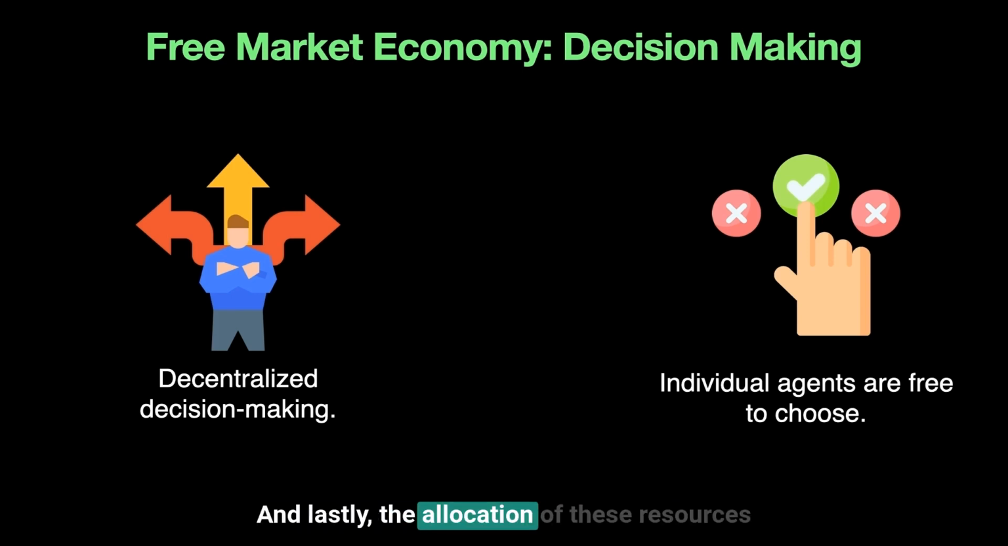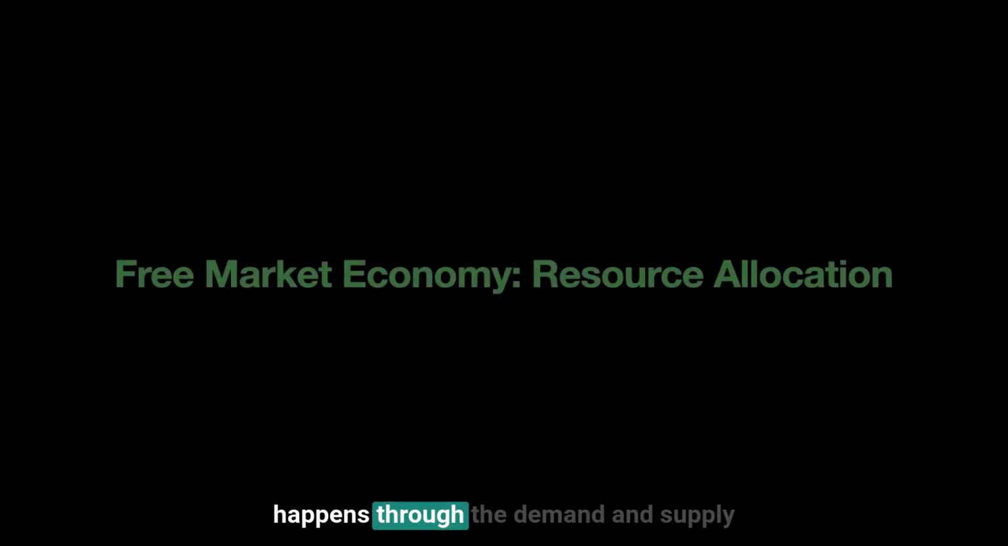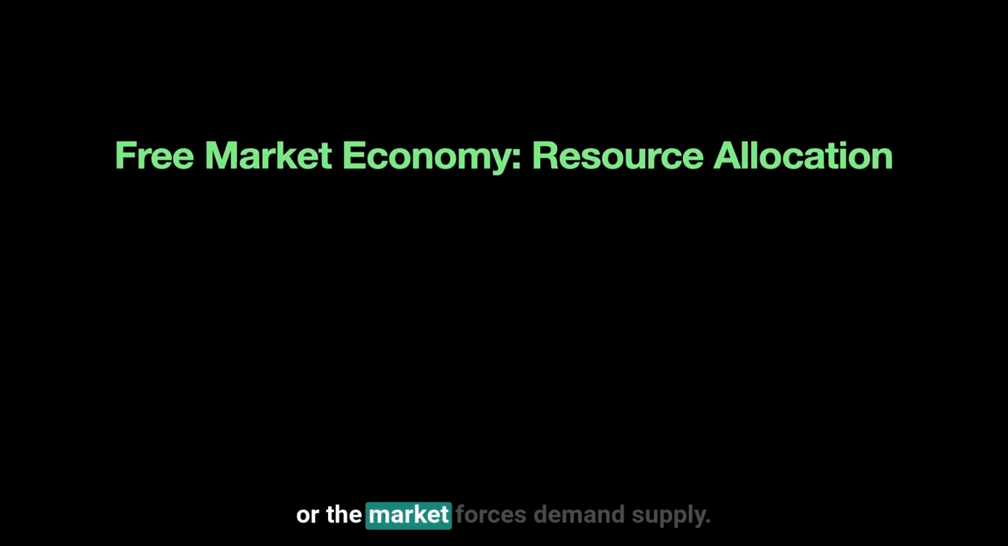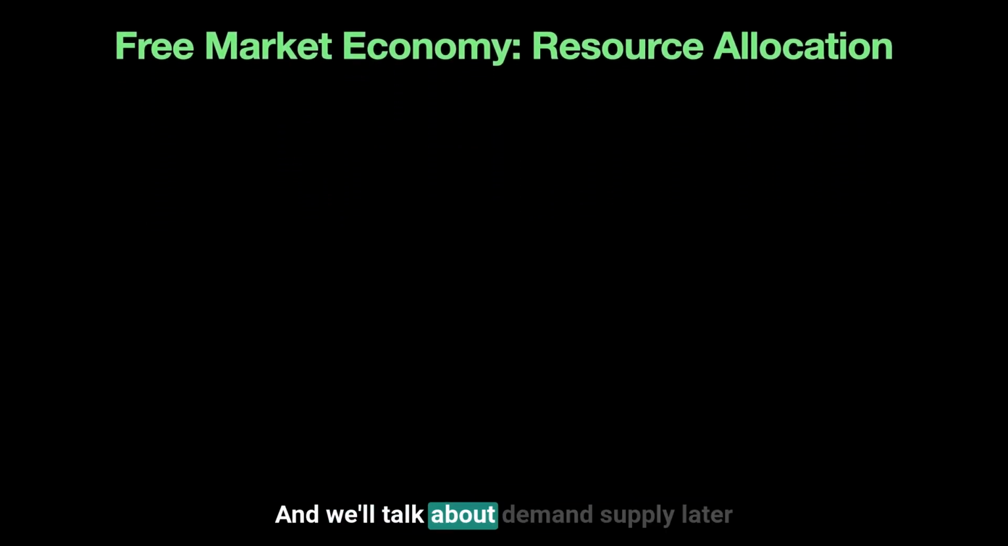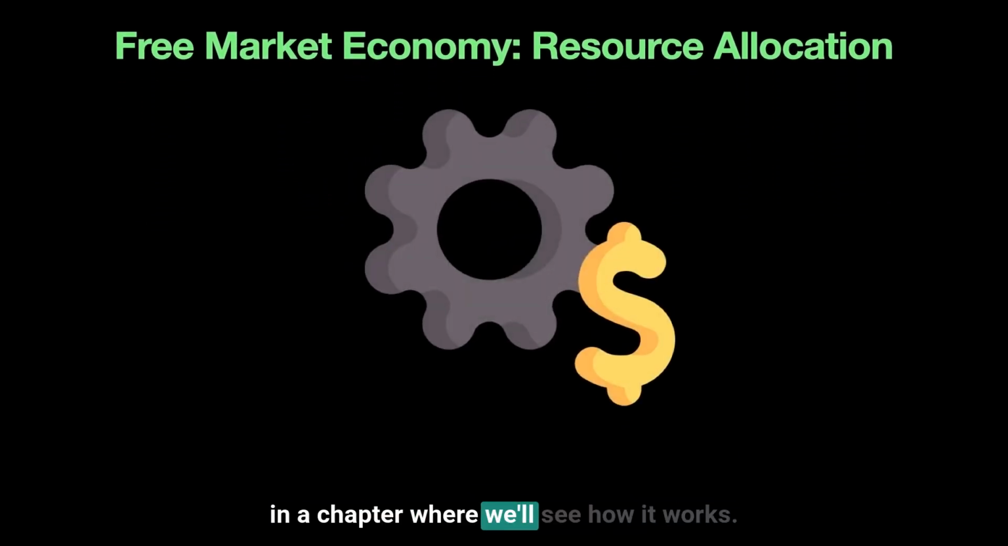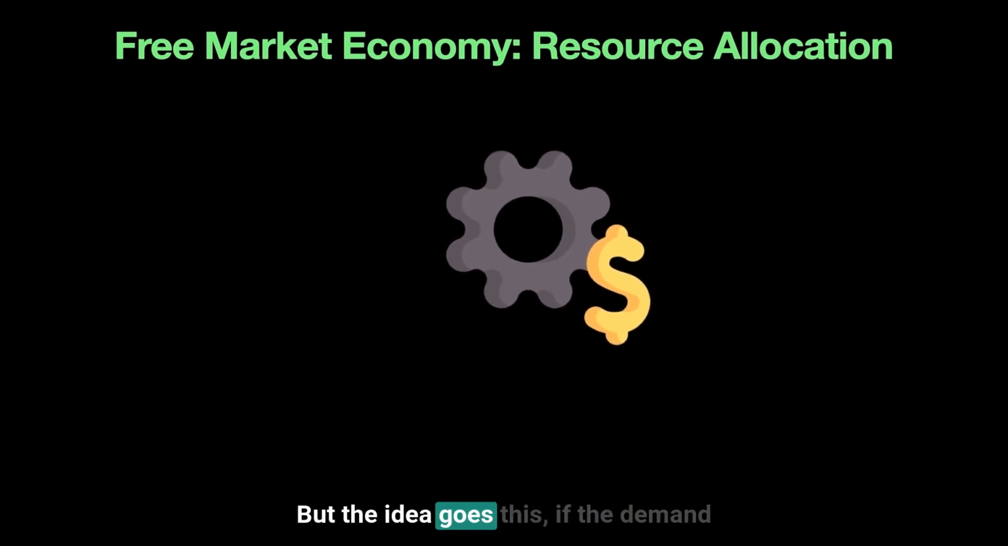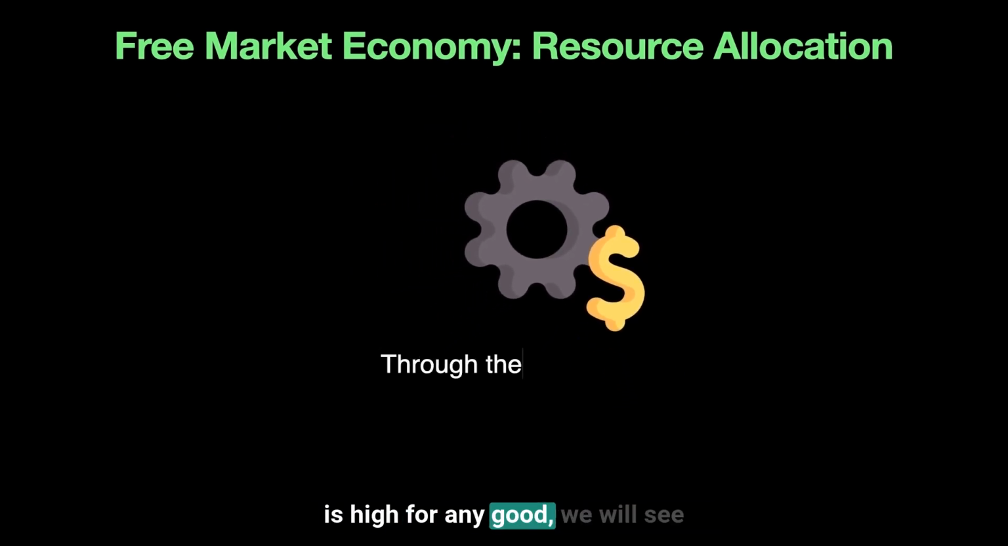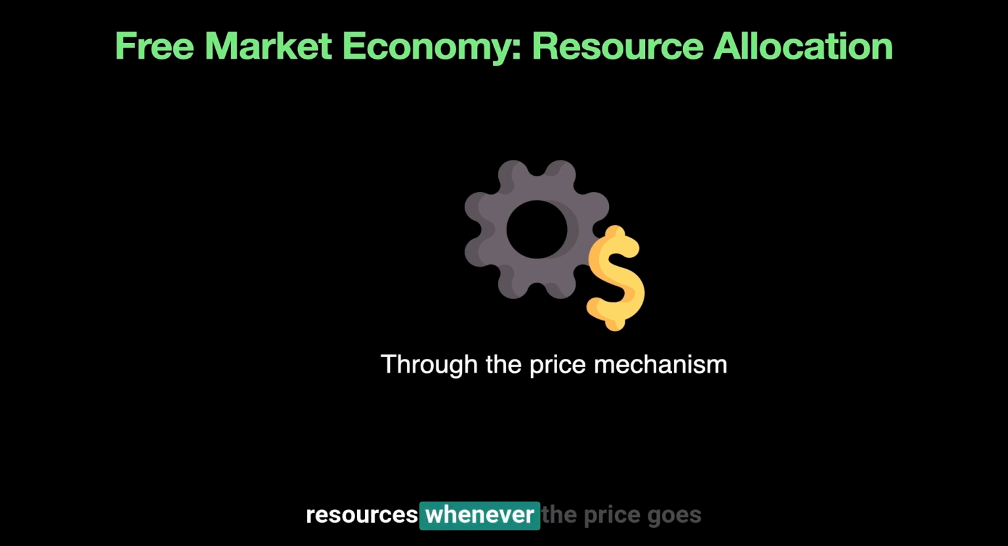And lastly, the allocation of these resources happens through demand and supply, or the market forces of demand and supply. We'll talk about demand and supply later in a chapter where we see how it works. But the idea goes this way: if the demand is high for any good, we will see the price be high for that good, and a lot of people will be giving resources whenever the price goes up, because that's the good that is in high demand.